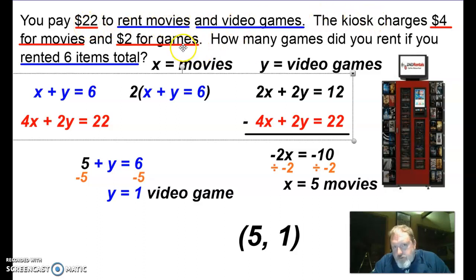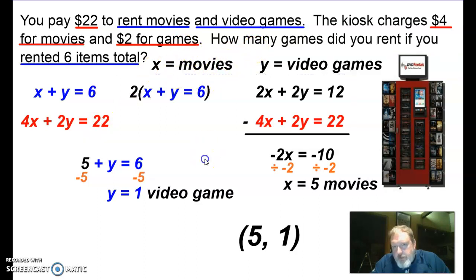$4 per movie, $2 per game, and rented a total of 6 items. So we'll let x be the movies and y be the video games. We rented a total of 6 of them, so x plus y has to be 6. It was $4 per movie, $2 for a video game, total of $22.